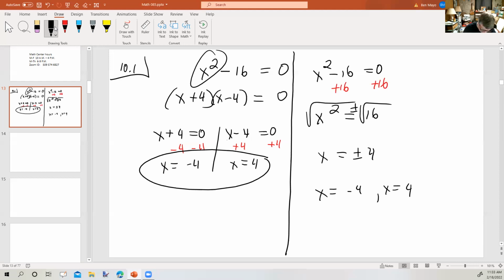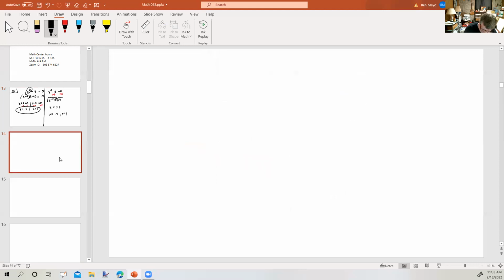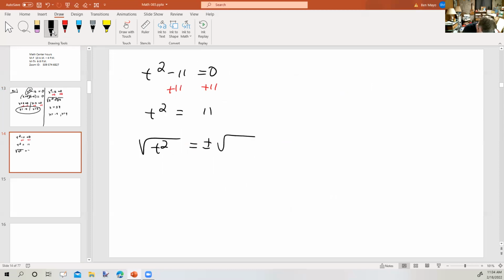All right, let's take a look at another example. Here we have t squared minus 11 equals 0. So we're going to add 11 to both sides of the equation. t squared equals 11. So now I have a perfect square on the left side and a constant on the right. I'll take the square root of both sides, including the plus or minus. So I get t equals plus or minus the square root of 11. I can't do anything to simplify the square root of 11. It's irrational. So there are my two answers. Again, the same thing as saying t equals negative the square root of 11 and positive the square root of 11.